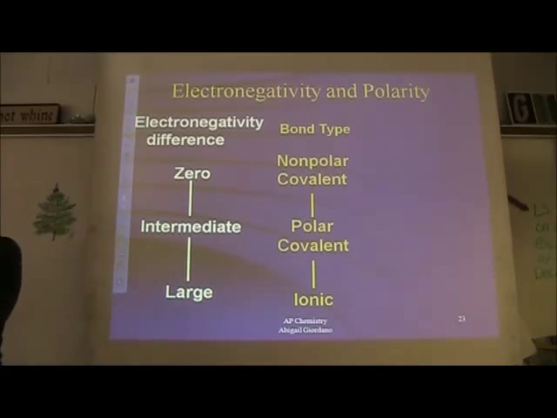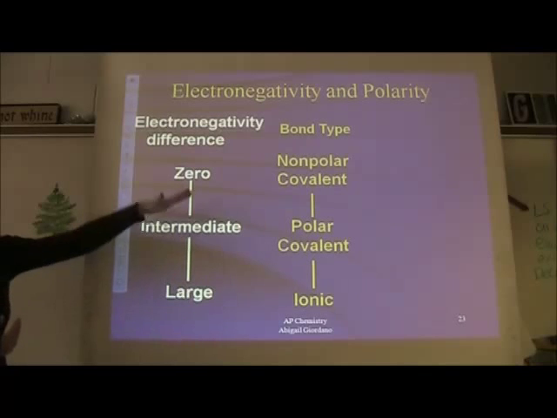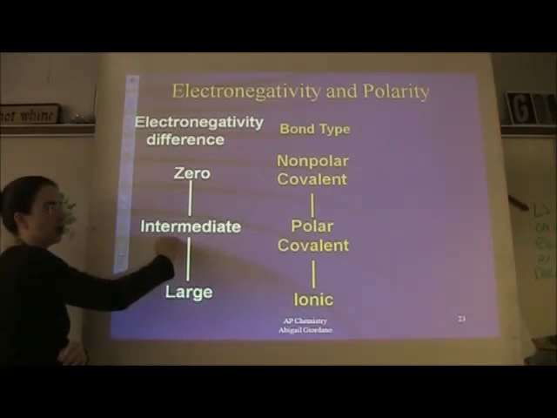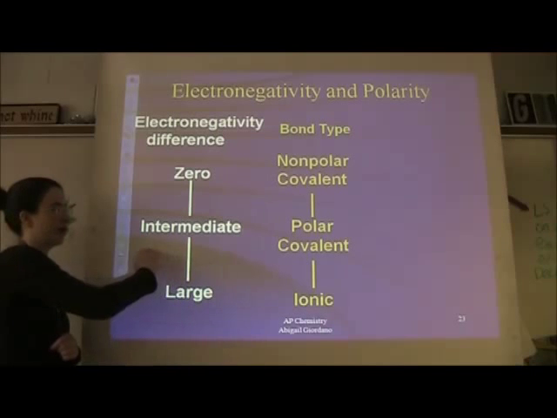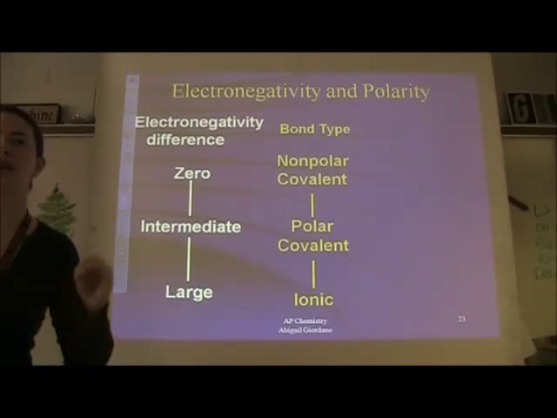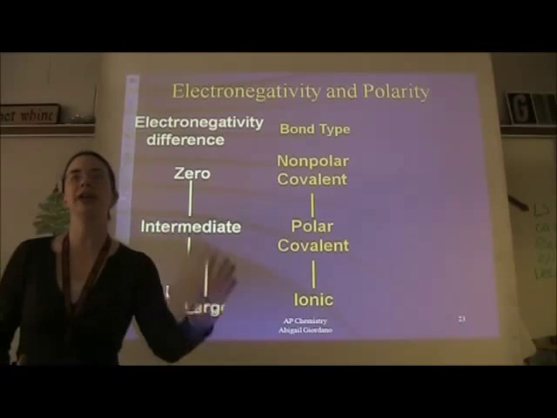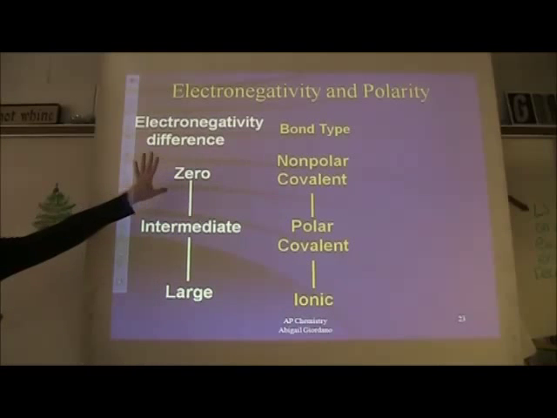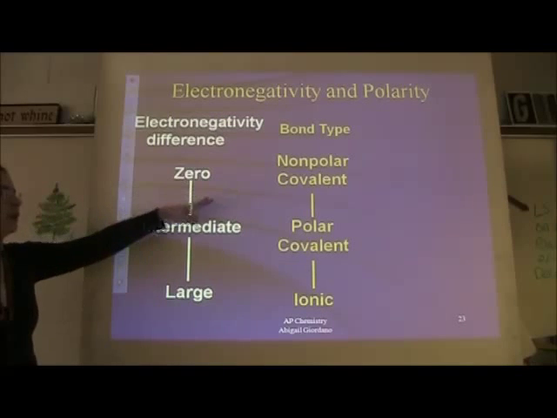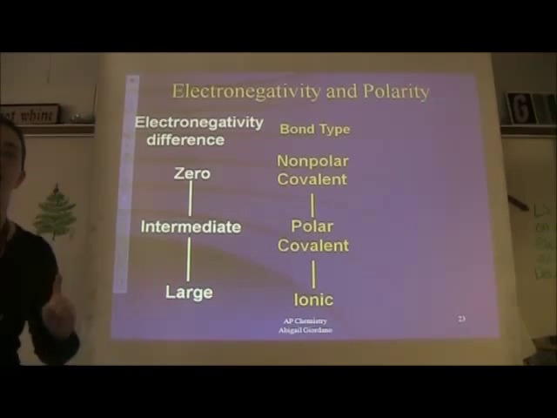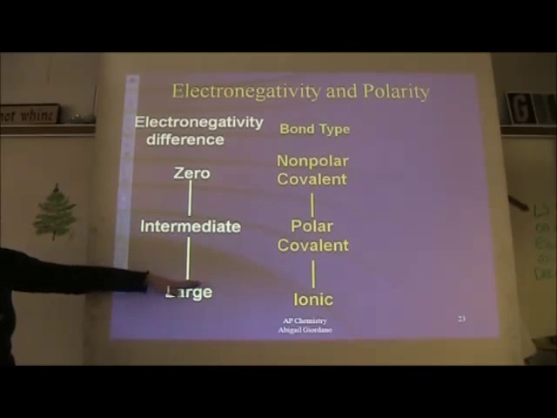Now, I know that some of you are thinking, what kind of number is intermediate versus large? Where is this scale? It doesn't matter, because some of you are going to be concerned and say, how do we know when something stops being polar covalent and starts being considered ionic? Well, how do you ever know if a compound is ionic or covalent? If it's a metal and a nonmetal, that's ionic. If it's two nonmetals, that's covalent. So here's the gist: you will be able to very easily tell whether something is covalent or ionic. But I personally want you to know, because I think this is important, that there is a gradual change here.